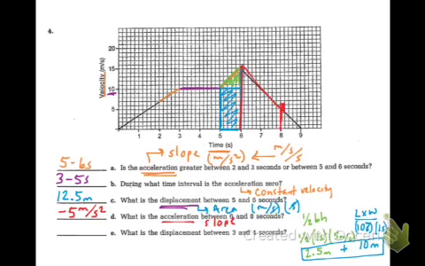And what is the displacement between 3 and 4 seconds? Area under the curve. So you do length times width, 10 times 1 should give you 10 meters. Okay. If this is something that you struggled with, please make sure that you pause the video, you go back, and you try it again.